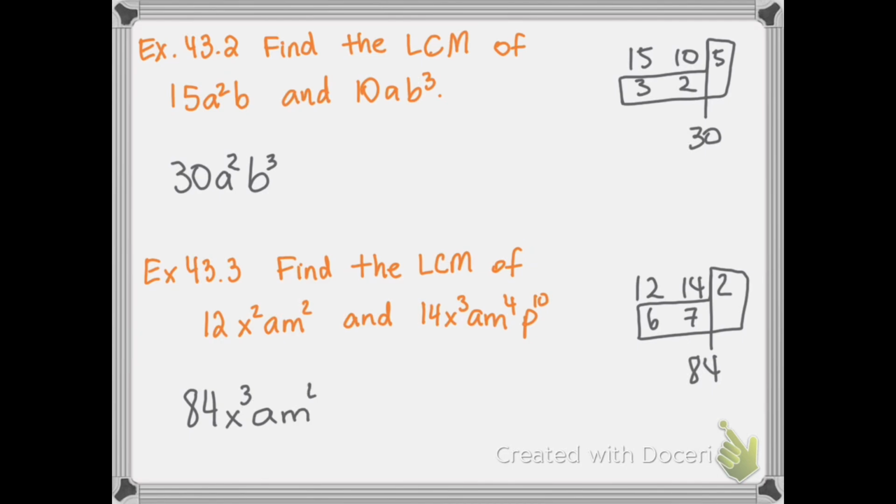M2 and M4, I choose M4. And notice that we have a P10, so we'll put the P10 also. Because we're looking for a multiple, not a factor. So we choose all of the letters, even if they're not common. And that's it.